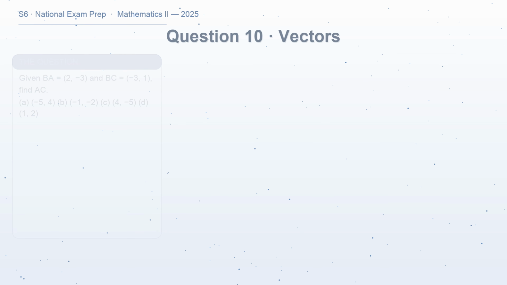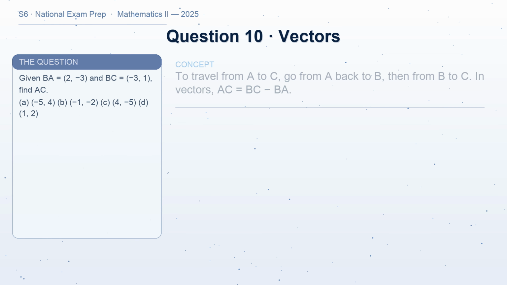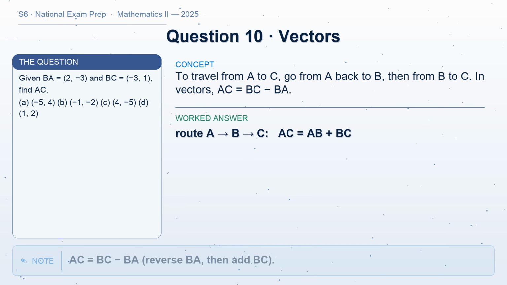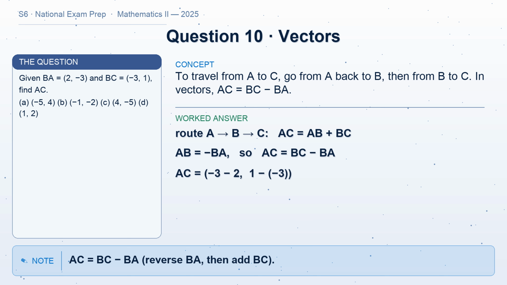Question 10. Given the vector BA equals 2, minus 3, and BC equals minus 3, 1, find AC. To go from A to C, imagine walking from A back to B, then from B onward to C. So AC equals AB plus BC. But AB is just the reverse of BA, so AC equals BC minus BA. That is minus 3 minus 2 in the first slot and 1 minus 3 in the second. This gives minus 5, 4. The answer is option A, minus 5, 4.